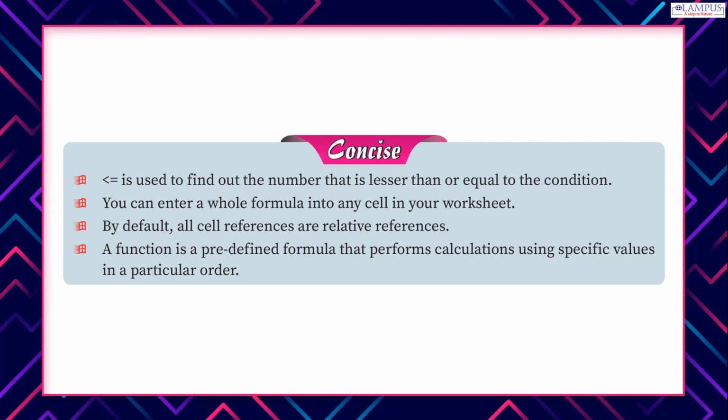In concise: Less than or equal to is used to find out the number that is lesser than or equal to the condition. You can enter a whole formula into any cell in your worksheet. By default, all cell references are relative references. A function is a predefined formula that performs calculations using specific values in a particular order.